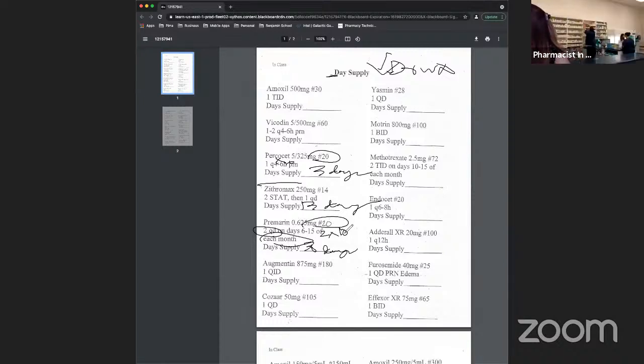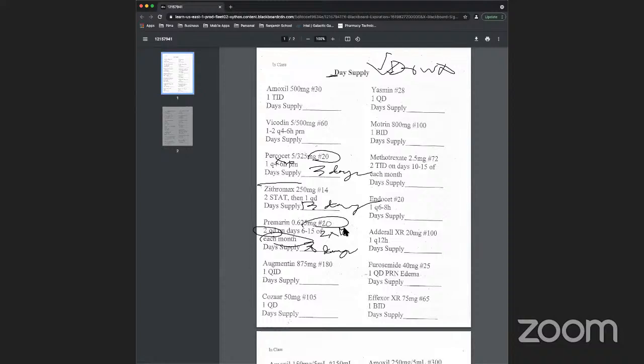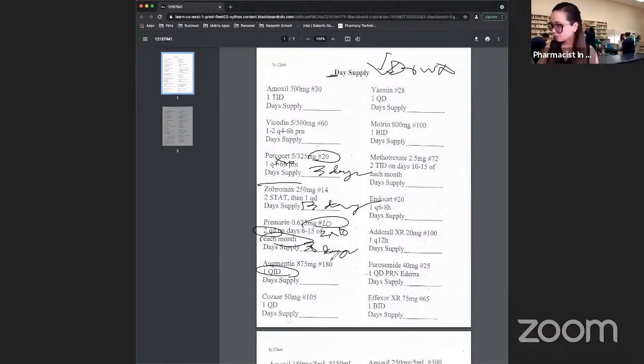Yeah. For Augmentin, I got 45 days. Is it 45 days? Who got 45 days? So QID is 4, so that will be 180 divided by 4, 45 days, correct. Okay, moving on. Cozaar, Robert.